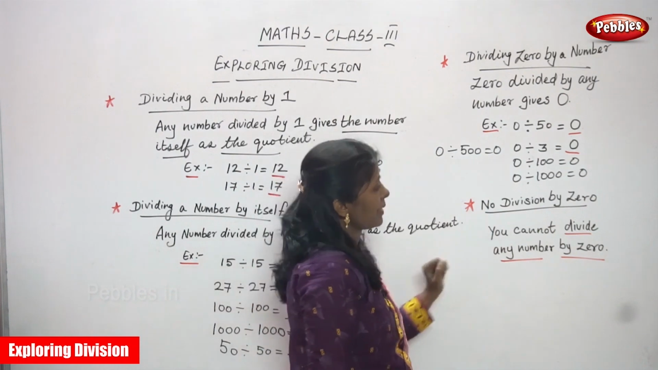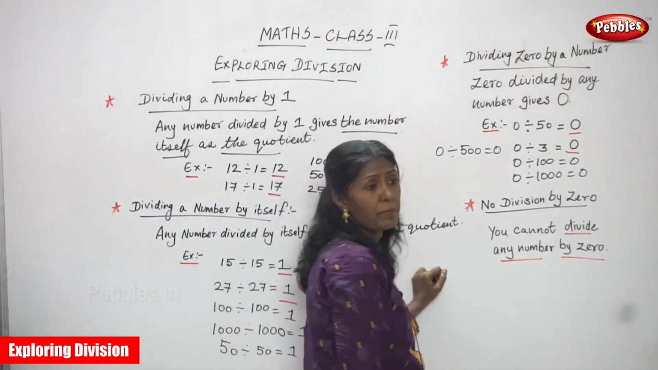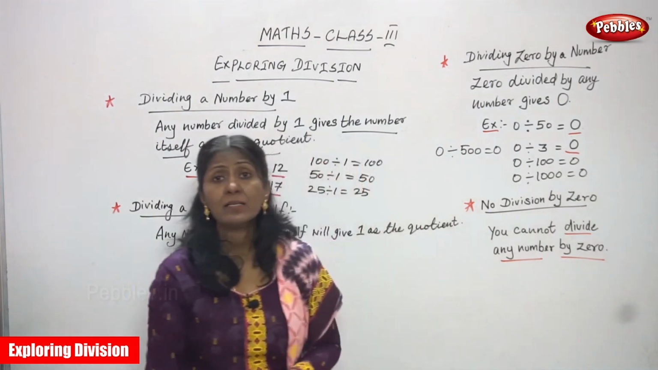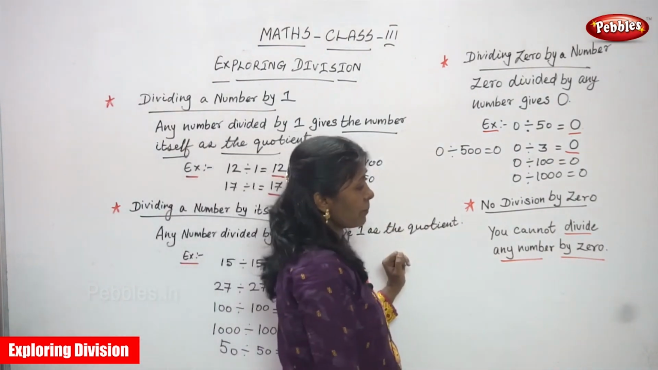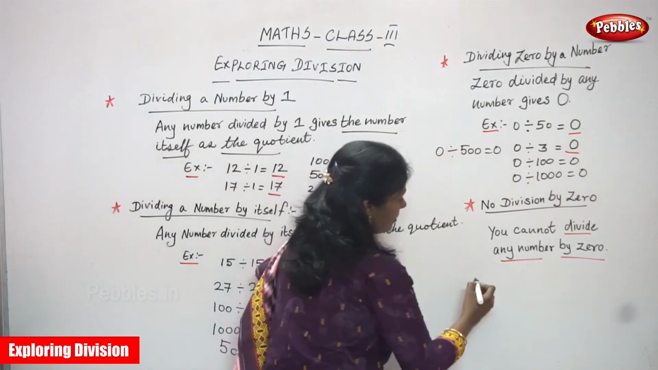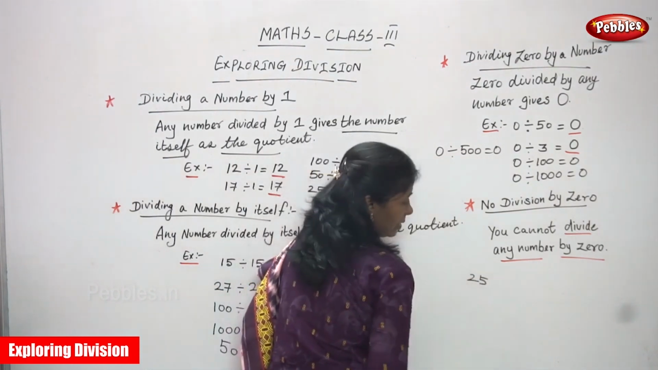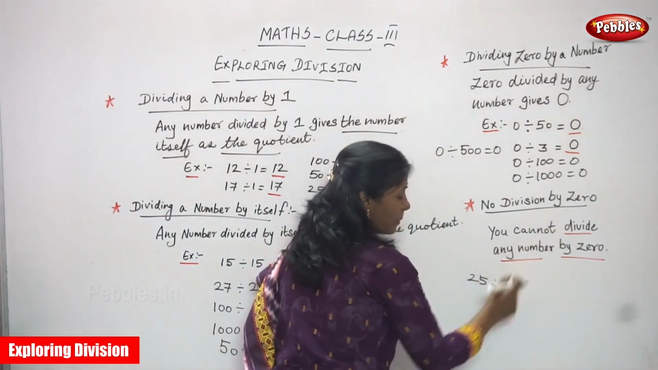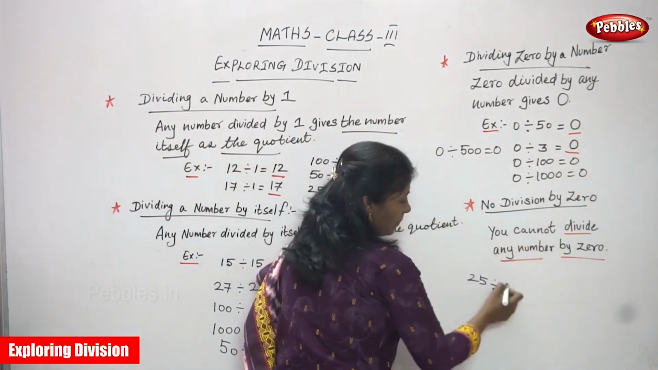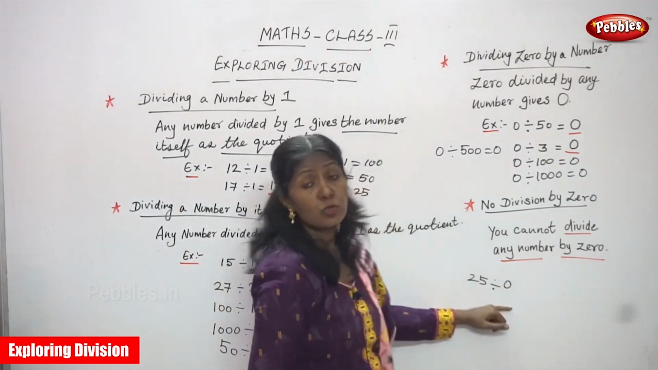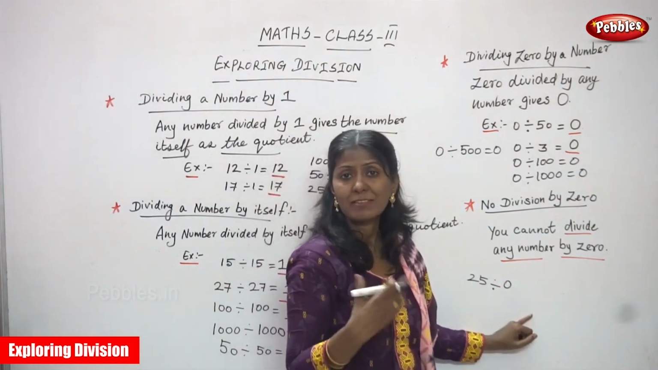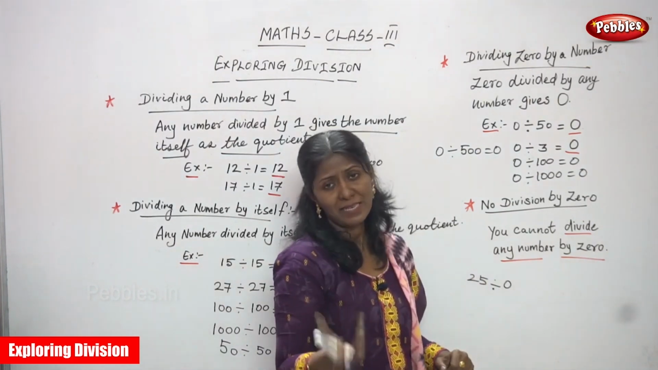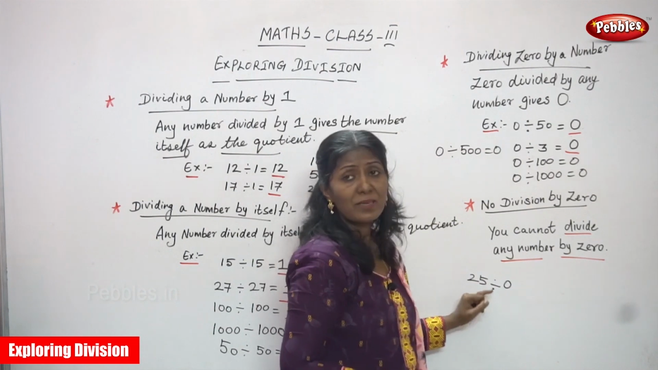Next, no division by 0. You cannot divide any number by 0. For example, I've taken 25 as a number. 25 divided by 0 has no meaning. You can't define this sum. You can't define means you can't divide. That is the right meaning.